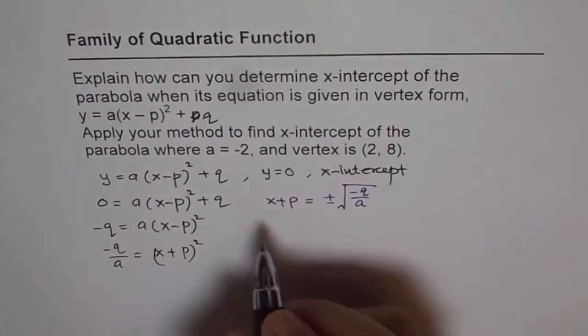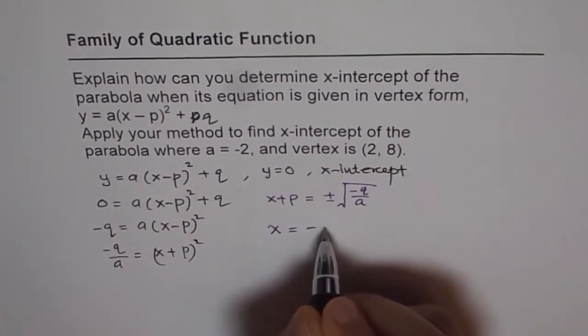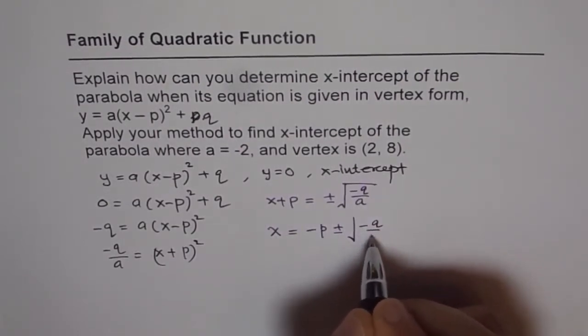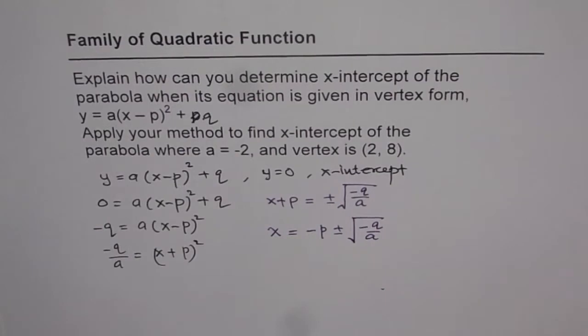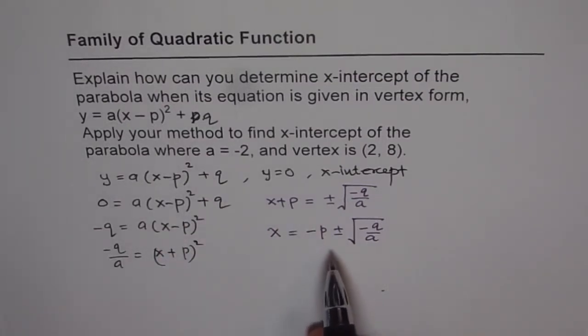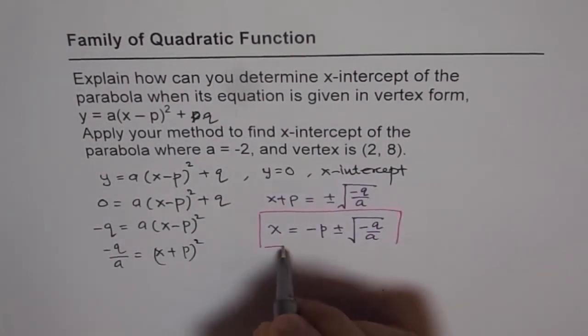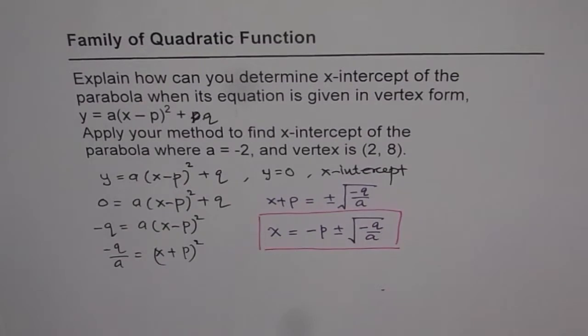And from here you can get the x-intercept, and the x-intercept is p plus or minus the square root of minus q over a. So that is the formula to get the x-intercept from vertex form, and it's indeed a lot of work. It's not really straightforward. It's very easy to get the x-intercept from which form? The factored form, right? But not with this form. Now we have the formula with us. Try to remember this. It's kind of similar to the quadratic formula. I shouldn't say it's exactly the same, but it is similar.